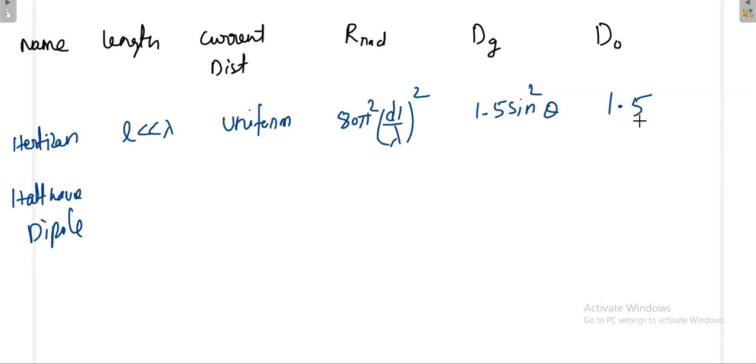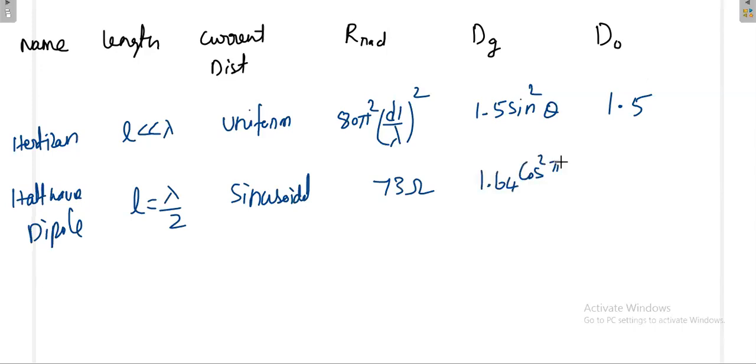Then next, half wave dipole. Half wave dipole length L is equal to lambda by 2. Current distribution is sinusoidal. Okay, then radiation resistance is 73 ohm. This has some complicated function, cos square of pi by 2 cos theta divided by sine square theta. But anyway, what is the maximum value? 1.64.